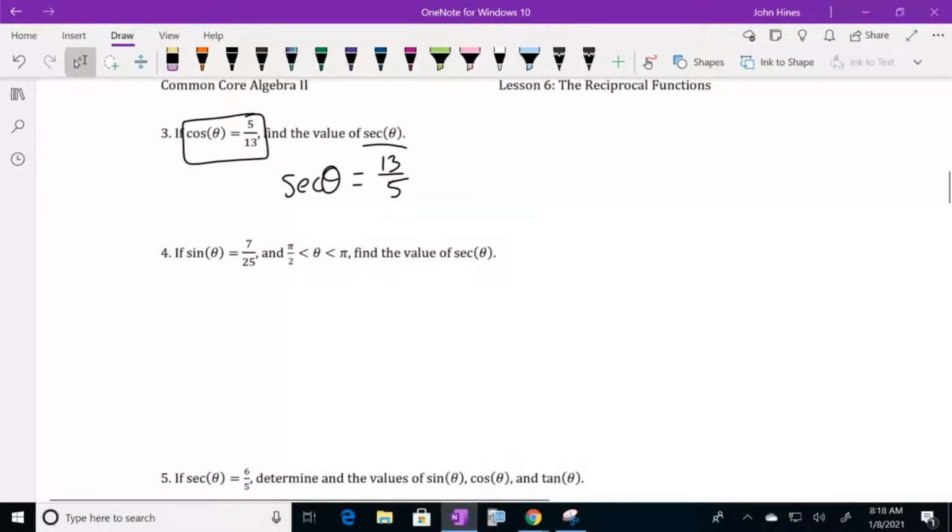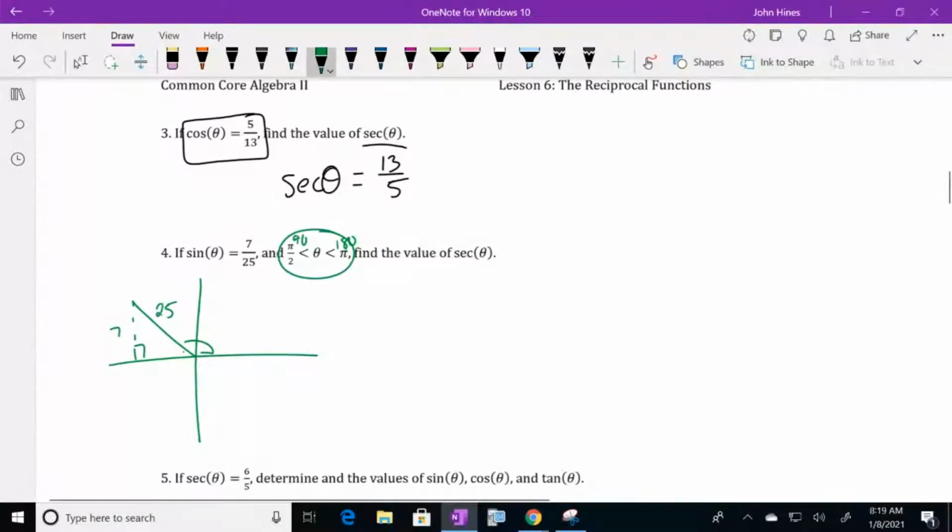Let's look at number 4. If sine is 7/25, so sine is 7/25, and oh boy, where do I live? Well, pi is 180. 180 cut in half is 90, so I live in quadrant 2. And I know the sine of my reference angle here is 7/25. What's the value of secant?